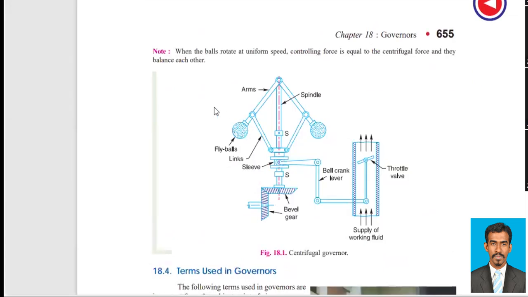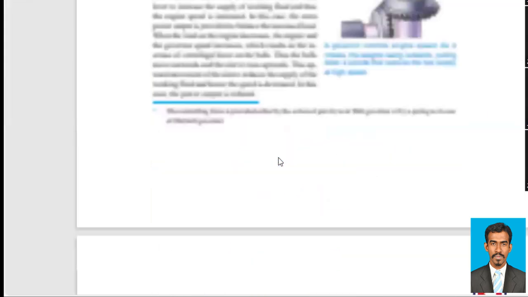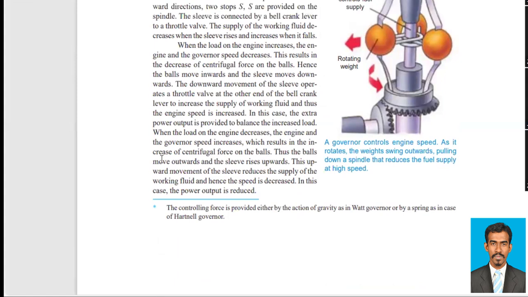So if the load decreases, then the speed will increase. If the speed increases, then these balls will move outwards. As you have seen in the video, if these balls move outwards, the sleeve will move up. This upward movement of the sleeve reduces the supply of the working fluid.